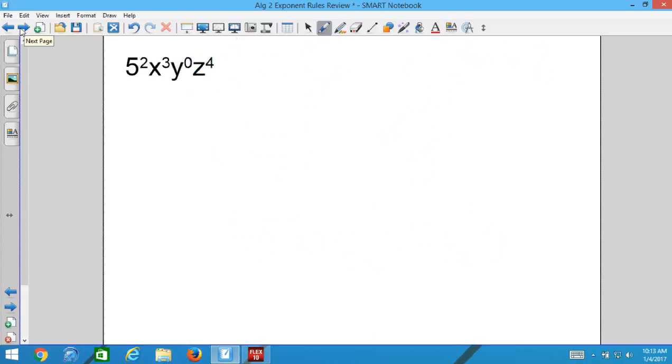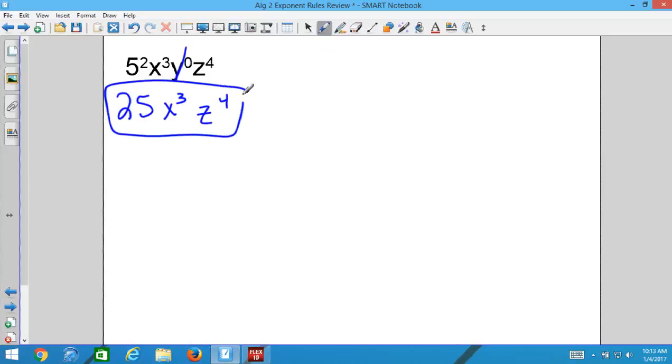Okay, so I'm going to go through these. They are on your worksheet. You can work ahead, but you should check your answers if you are working ahead. All right, first one. 5 squared is 25. X to the 3rd. Y to the 0 is 1. Z to the 4th. Done.